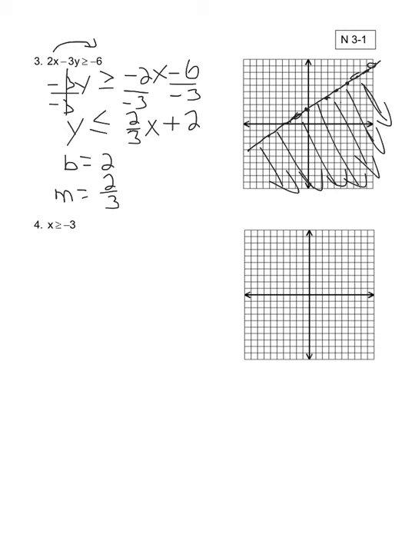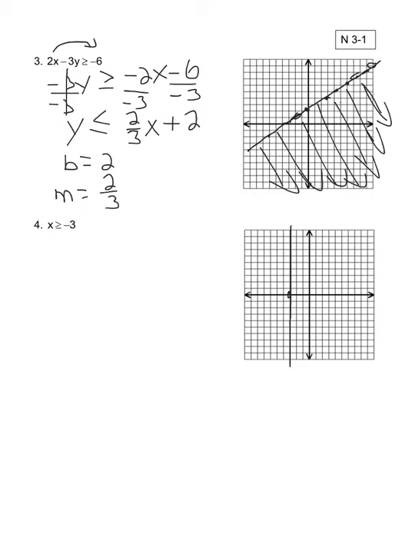The last one is x is greater than or equal to negative 3. So there is no y on this one. We know that all x equals are vertical lines. So this is going to be a vertical line going through negative 3. And it's going to have an undefined slope. So that's a vertical slope. And because it's equal to, it's a solid line.